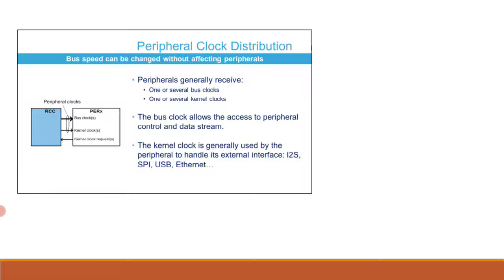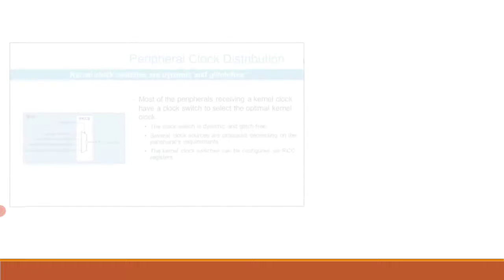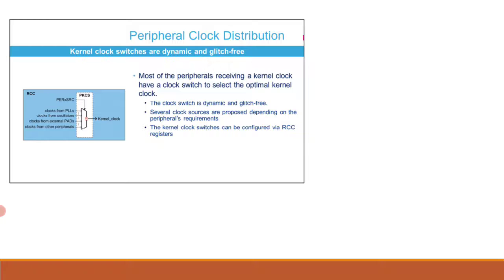The distribution of the clock is not detailed in this presentation. Please refer to the reference manual for specific detail. Most of the peripherals receiving a kernel clock have a dynamic clock switch to select the optimal clock source. The proposed clock sources generally come from one of the 7 PLL outputs dedicated to the kernel clock generation, internal or external. This is mandatory for peripherals needing a kernel clock when the system is in stop mode.